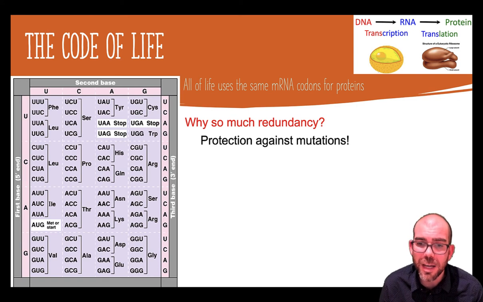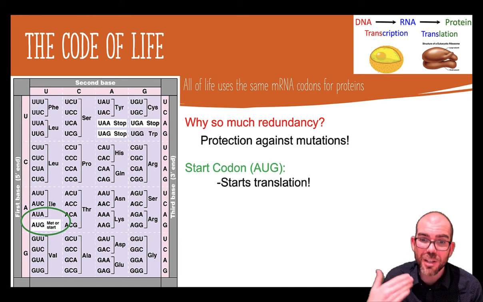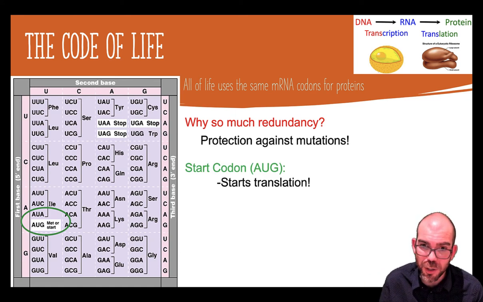DNA can become mutated when picking up factors from its environment or from mistakes in DNA replication. If one letter at the end changes, oh well, probably will still code for the same amino acid and not make a difference because of this code redundancy. I do want you to notice that there's one codon labeled start. That's the codon that initiates translation. The ribosome knows to start building once it hits the codon AUG.